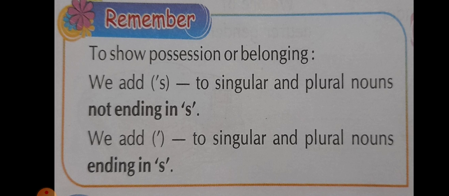So, you have to take care of this thing. Either the noun is singular or plural, if it is not ending in S, then we will use apostrophe S. We add only an apostrophe to singular and plural nouns ending in S. So, if there is S, whether the noun is singular or plural, you have to use only an apostrophe if there is already S in the last.